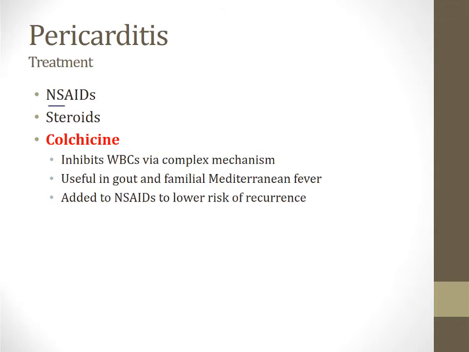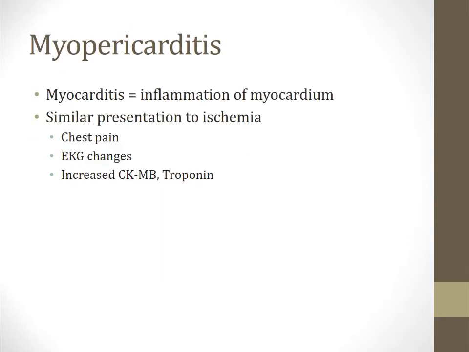The mainstay of treatment is nonsteroidal anti-inflammatory drugs like ibuprofen. Steroids can be used in some cases. And then finally, colchicine is a special medicine that is used in pericarditis. It inhibits white blood cell action via a complex mechanism that's not well understood. Colchicine basically has three niche uses. One of them is pericarditis. It's also effective in gout, and it's also effective in the rare condition familial Mediterranean fever. And we usually add this to nonsteroidal anti-inflammatory drugs to treat pericarditis and lower the risk of recurrent pericarditis.